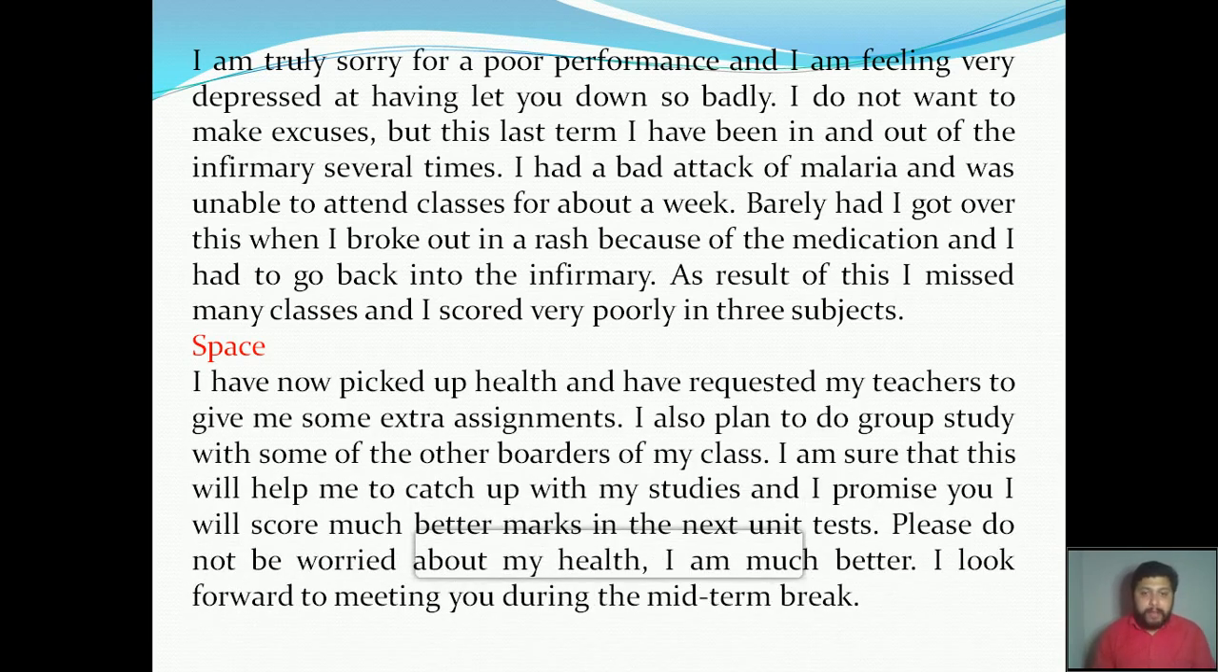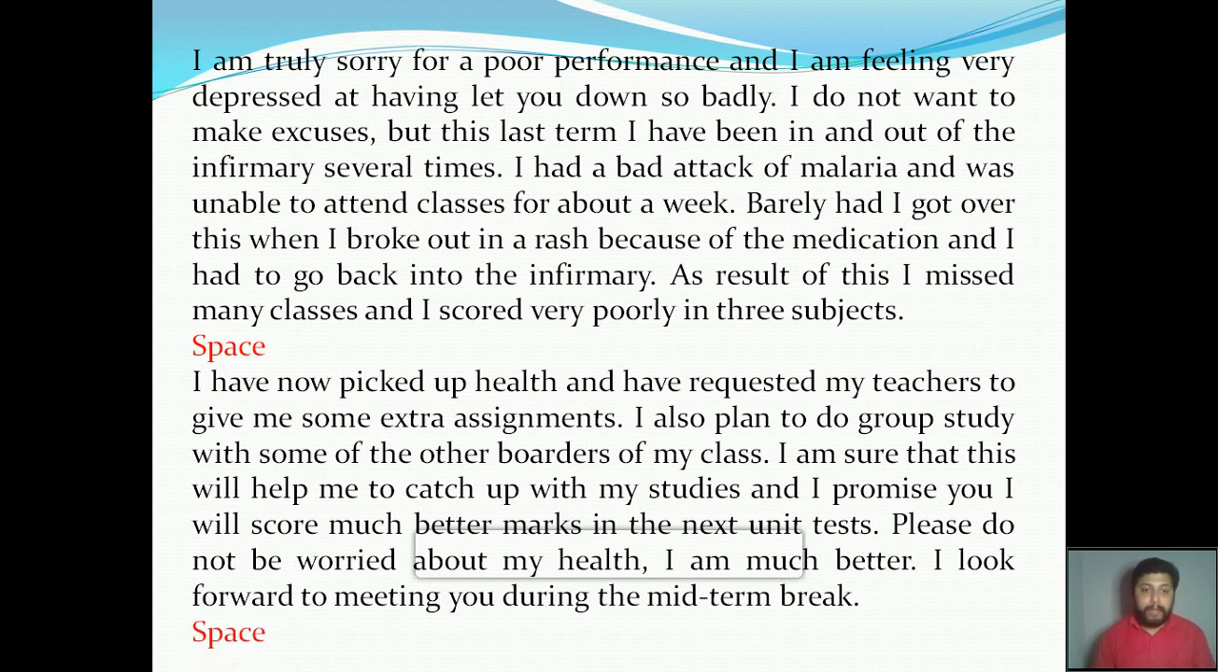Now the second paragraph. In the second paragraph, what will you write? In the question it was asked what steps you will be taking to improve your studies for the upcoming exams. So that's the idea you will be expressing in the second paragraph. I have now picked up health and have requested my teachers to give me some extra assignments. See, this is my point of view by which I can improve my studies. I also plan to do group study with some of the other boarders of my class. I am sure that this will help me to catch up with my studies, and I promise you I will score much better marks in the next unit test. Please do not be worried about my health. I am much better. I look forward to meeting you during the midterm break. See, these are the ideas and plans by which I can improve my studies.